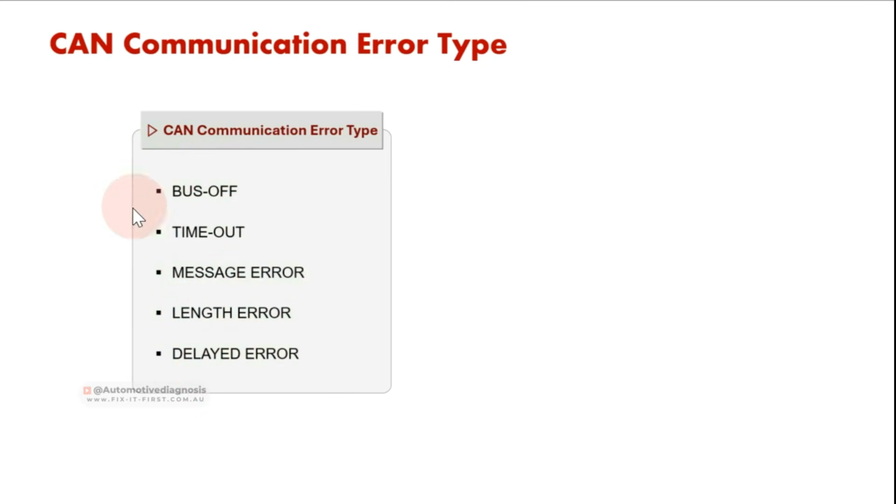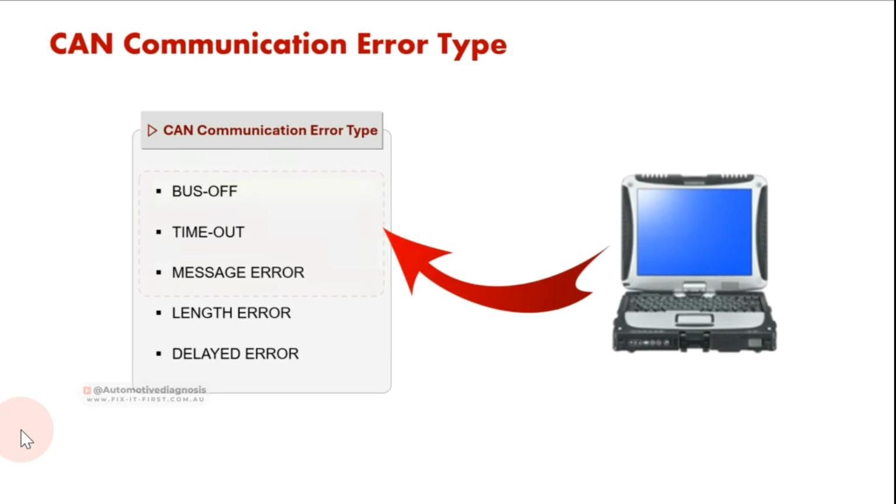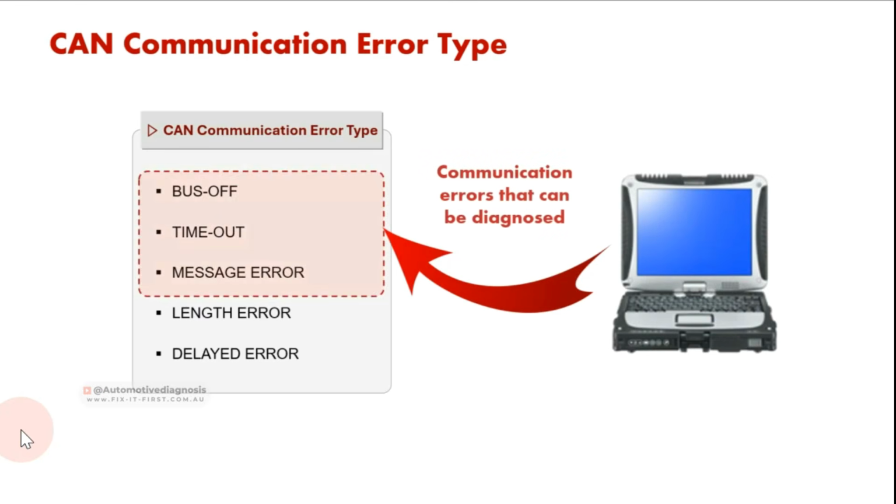So these can be all different types of errors that can happen on the CAN bus, but of course we need to know which one of these faults can be inspected and can be repaired by us. Generally, between all different types of errors, we have these three types that we can inspect and repair.